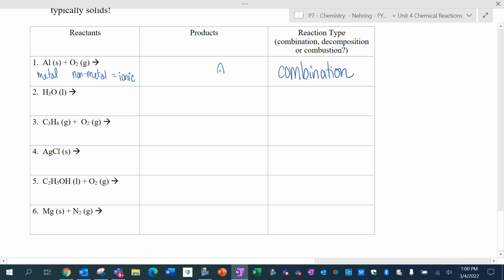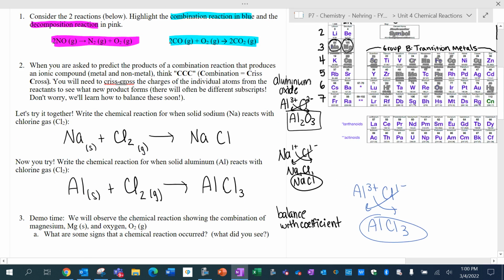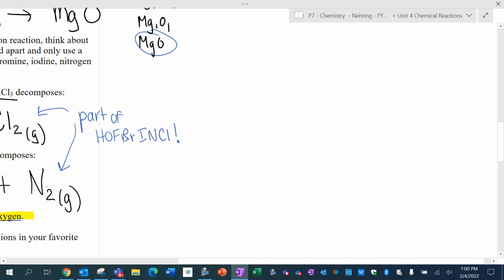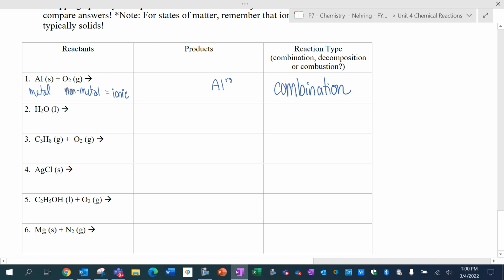So for aluminum, I'm going to look on my periodic table. Remember, you've got periodic tables you can look at. Here's one right here. It looks like aluminum has a charge of +3. Oxygen has a charge of -2. So you should be looking at this periodic table to figure out what your ion charges are. I'm going to scroll back down. So aluminum is +3, oxygen is -2. We do a little crisscross, and I get Al2O3. That is the product of this reaction.